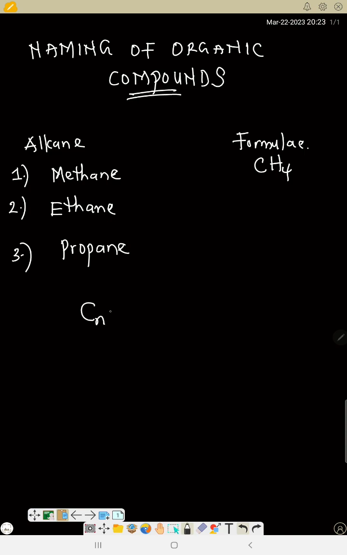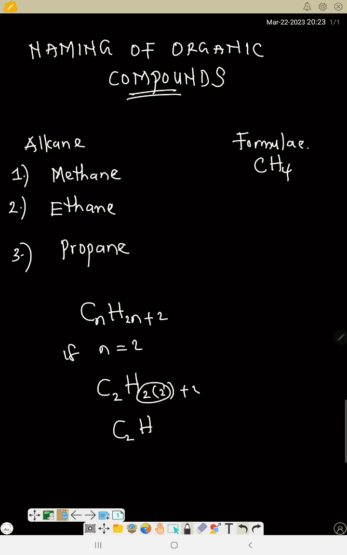So the general formula is CnH2n plus 2. Remember, if n is equal to 2, so now put 2 here. This will become C2H2(2) plus 2. That will be C2, H, 2 times 2 is 4, plus 2 is 6. So this will be C2H6. So this is ethane.